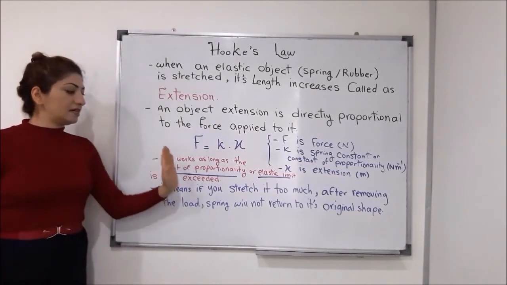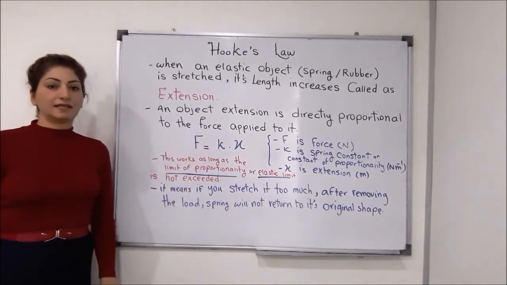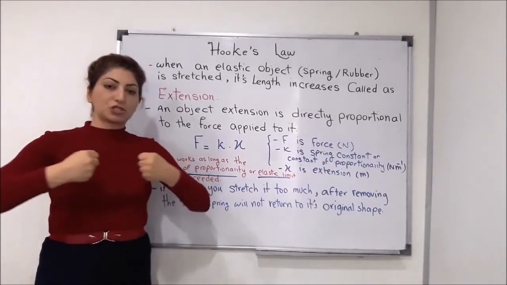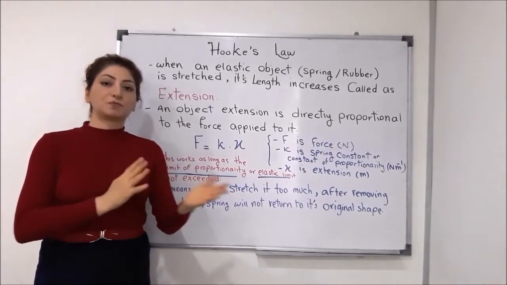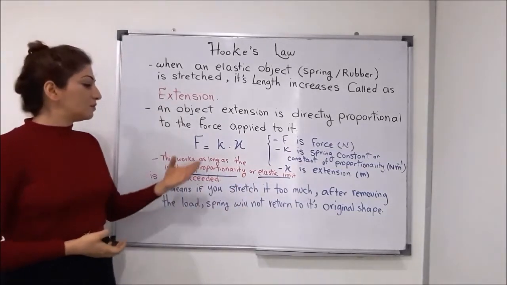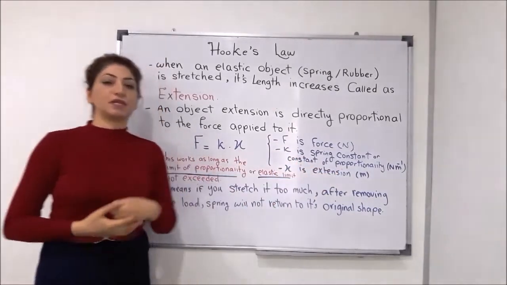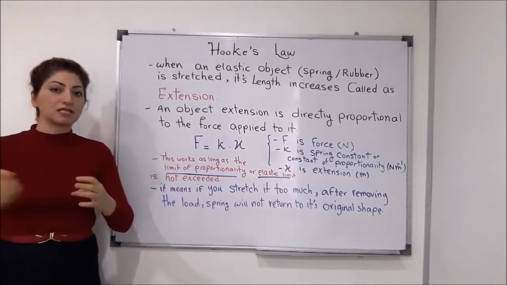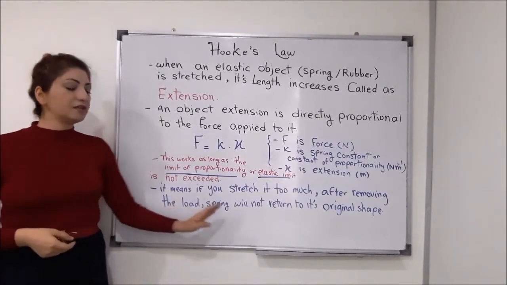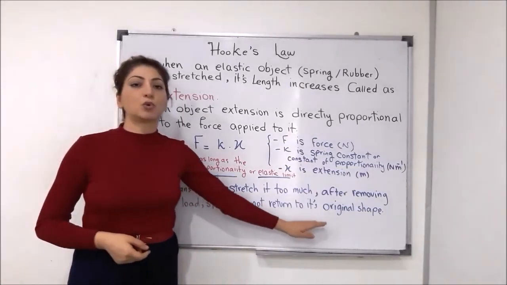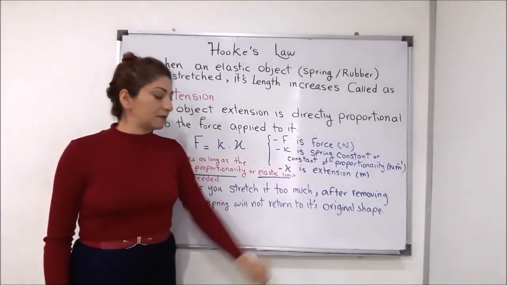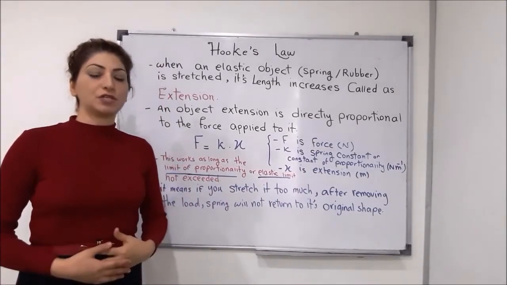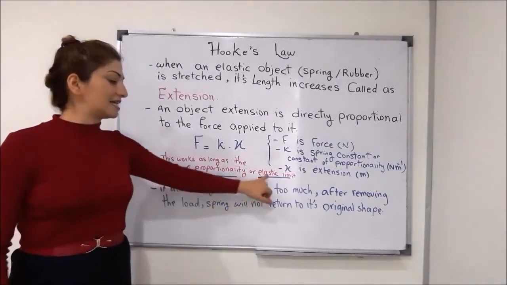What is the limit of proportionality and the elastic limit? It is the point where you stretch the rubber band or the spring too much. What happens? If you remove the force or the loads from the spring, it will not return to its original form and shape, because it is deformed, so it doesn't go back to its original shape. We call this the elastic limit.